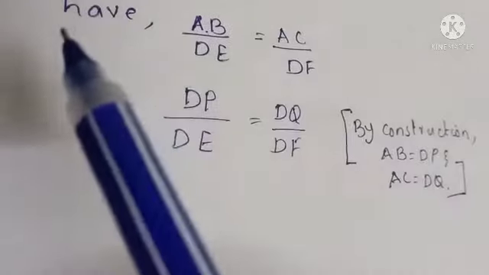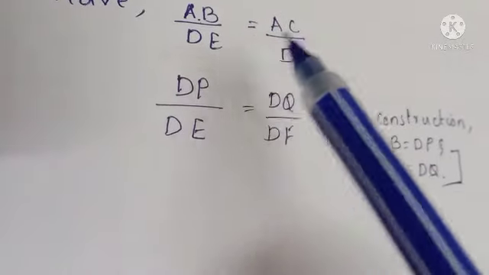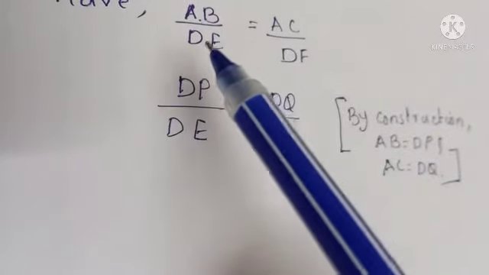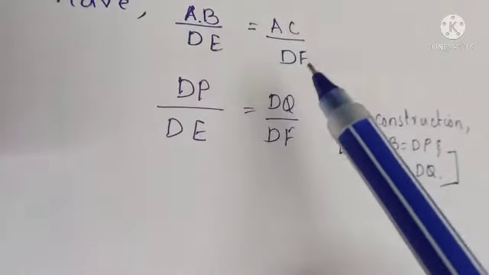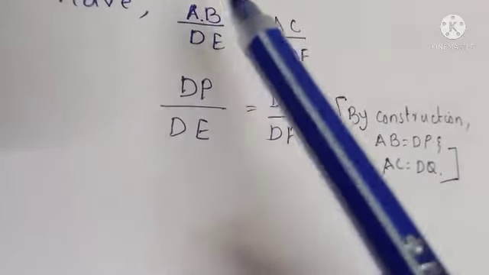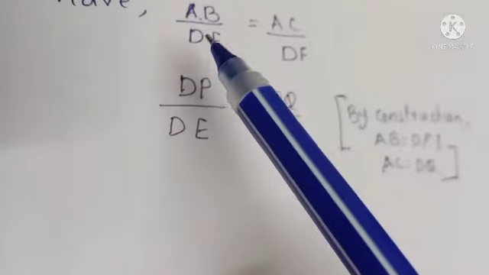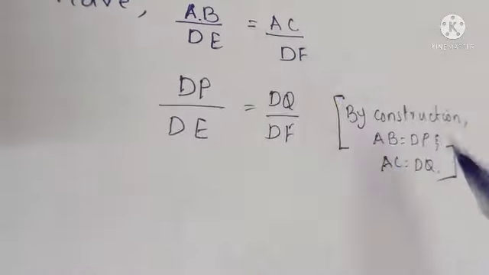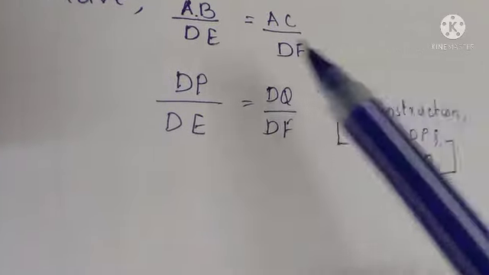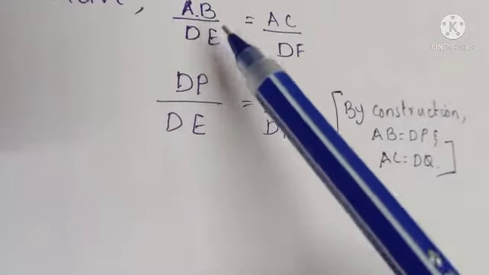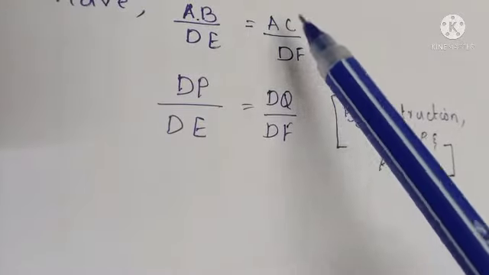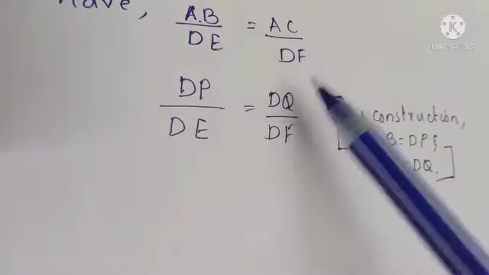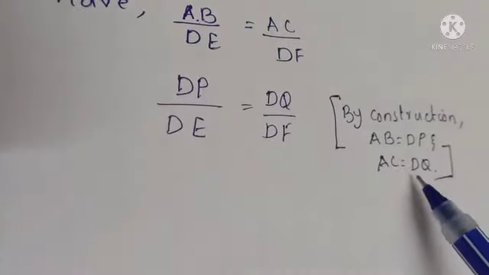So here we have AB by DE equals AC by DF. As given, we wrote AB by DE equals BC by EF equals AC by DF. But here we take only these two. Why is it? Because by construction we know AB equals DP and AC equals DQ. So we have to write AB by DE equals AC by DF only, and then rewrite AB as DP and AC as DQ. This is the reason. Clear?